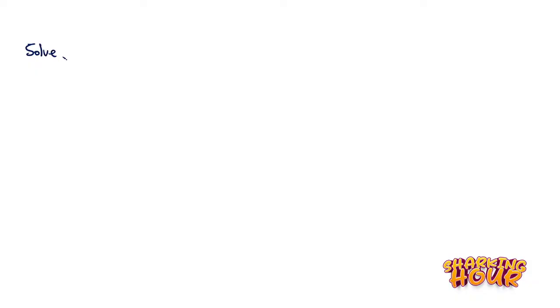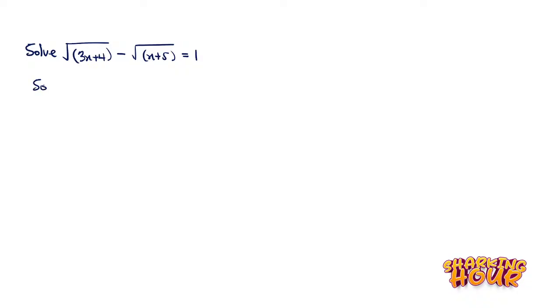We are to solve the root of (3x plus 4), minus the root of (x plus 5), and this is equal to 1. This is the problem that we are supposed to solve. Just like we did in the previous example, we are going to solve this problem the exact same way.